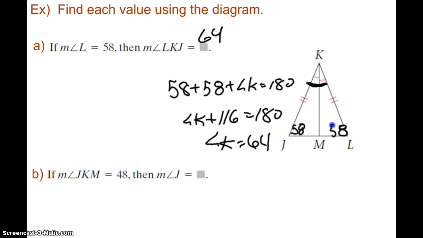Now that's not the only way you could do that. You could also do it this way. You could find one of the small angles, and then multiply it by 2 to get the large one.